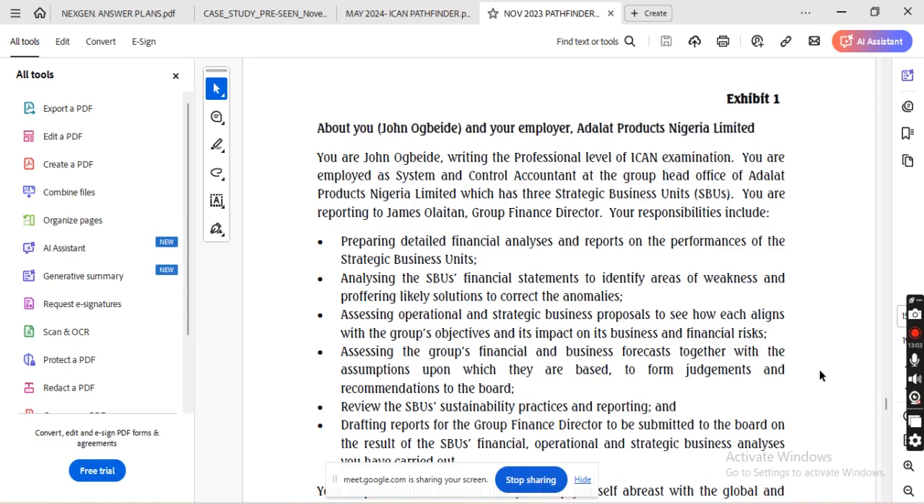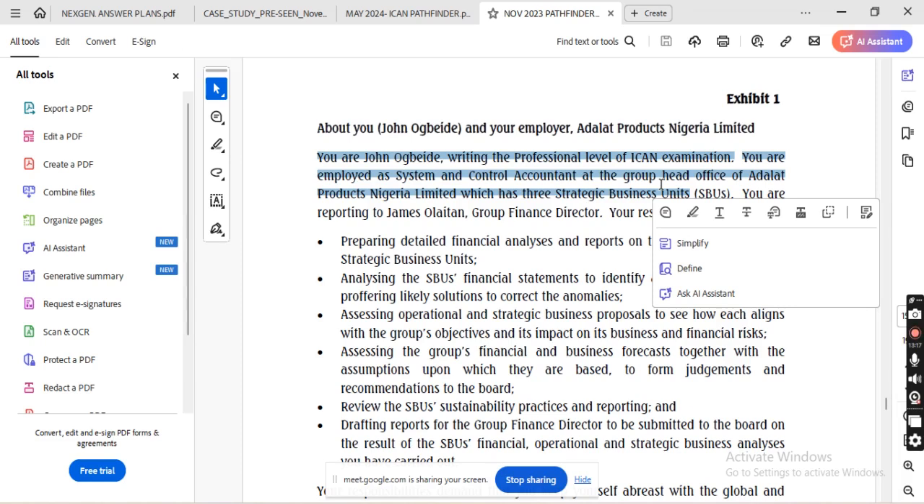Now, even before reading the responsibilities, this is clearly 90% an internal report. Why, class? Because you are employed by Adalat Nigeria Limited as a systems and control accountant, and you have a person that you are reporting to. It is an internal report, even without reading the responsibilities. So the pre-seen will just give you about 90% assurance on whether this report is internal or external. Internal, okay, it is internal, 90%.